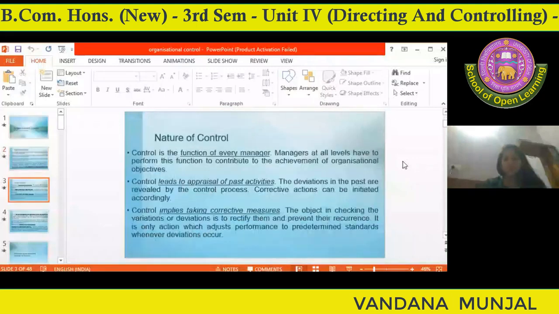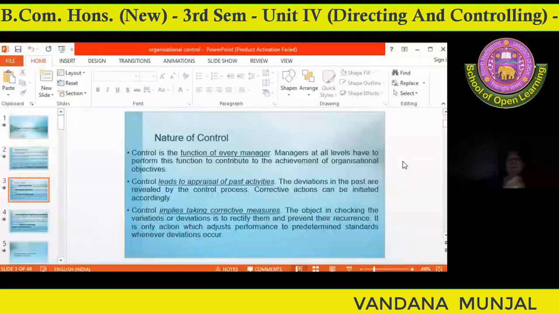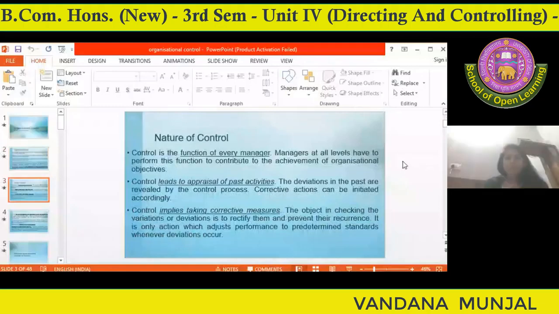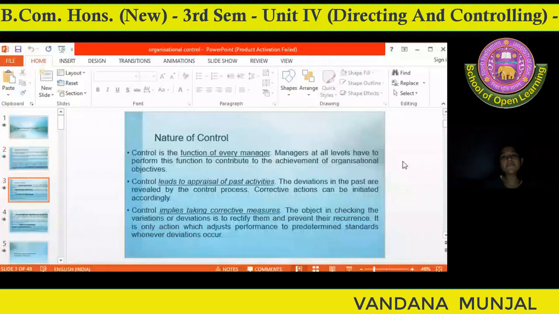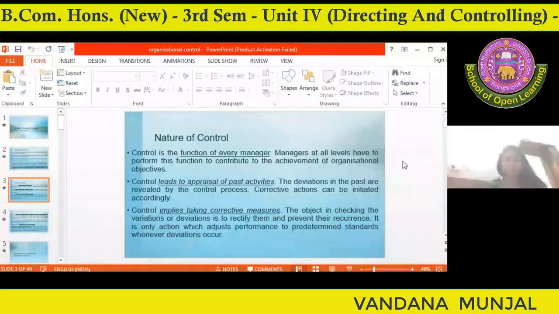What is the nature of control? As an activity, you must be knowing that out of the 5 functions of management, one of the functions of management is control. Right? So control is one of the 5 activities of management. What is the nature of control? First, it is the function of every manager. That is, managers at all levels have to perform this function in order to contribute towards the organizational goals.